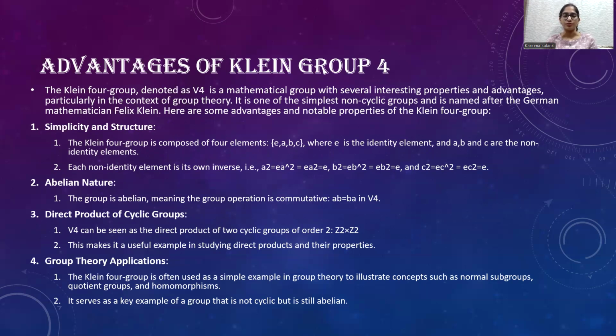Direct product of cyclic groups. V4 can be seen as the direct product of two cyclic groups of order 2, Z2 × Z2. This makes it a useful example in studying direct products and their properties. Group theory applications. The Klein 4 group is often used as a simple example in group theory to illustrate concepts such as normal subgroups, quotient groups, and homomorphisms. It serves as a key example of a group that is not cyclic but is still abelian.